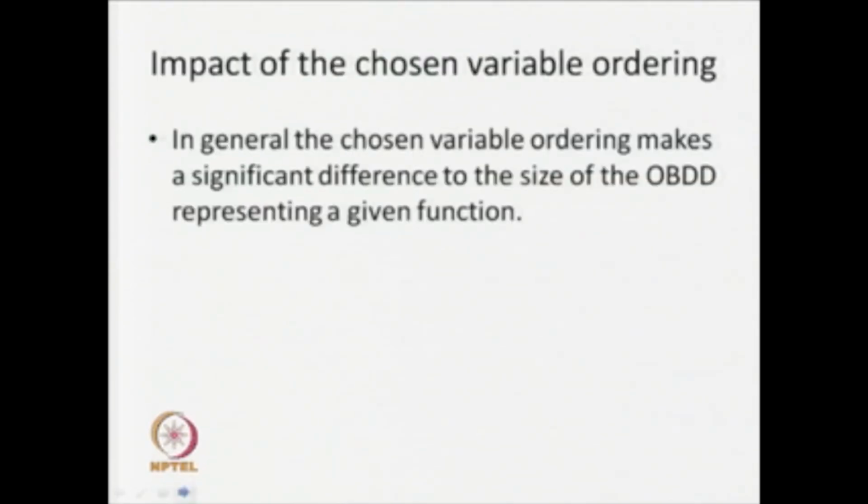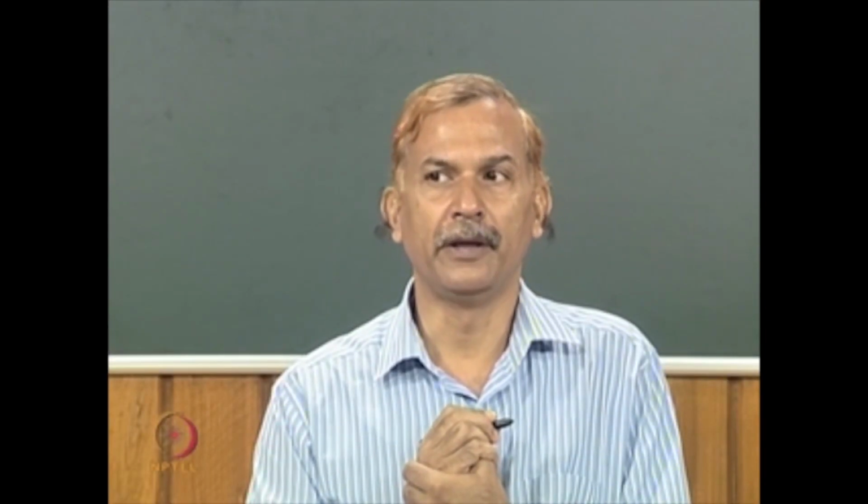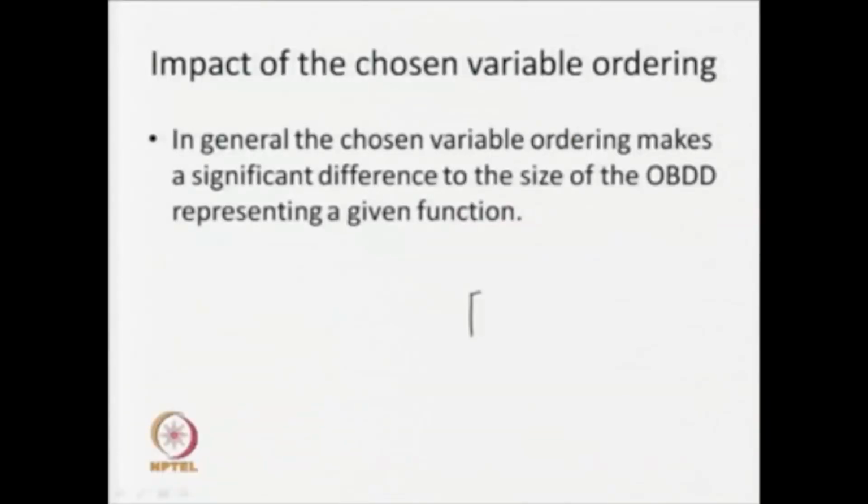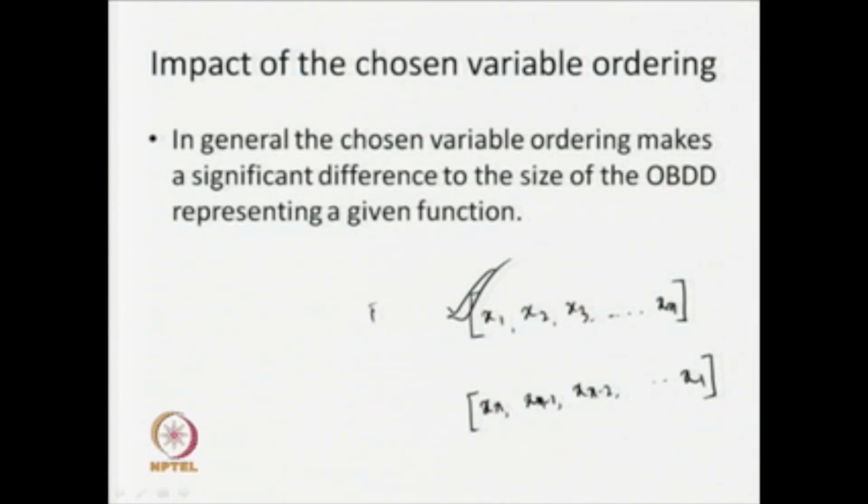Now, we are having some impact of the chosen variable ordering. I am going to put a variable ordering: some variables x1, x2, x3 like that, say up to xn. This may be one variable ordering. Secondly, I can say xn, xn minus 1, xn minus 2 like that up to x1. This may be another variable ordering. So, with the help of this variable ordering, I can get a BDD. I will say that this is BDD B1. And with the help of the other variable ordering, I can again have a BDD representation of the given function, and I say that this is B2.